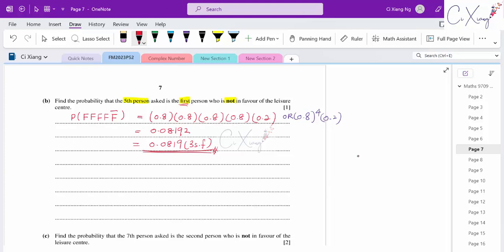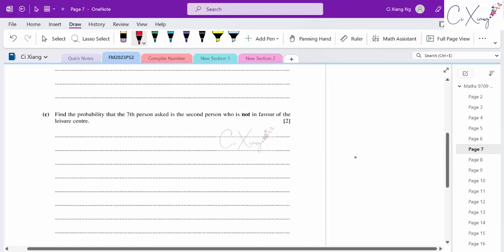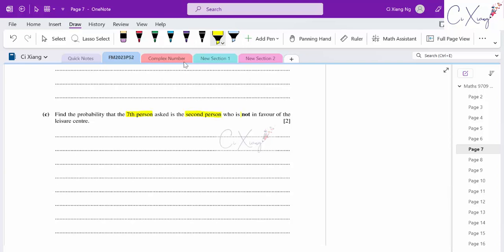Let us proceed to part C. For part C, they are saying that the seventh person is the second person who is not in favor of the leisure center. For this question, we cannot use geometric distribution anymore, because geometric distribution is mainly for the first person or first thing to occur in the general question setting. But for this question, because we have the second person who is not in favor, we have to use some common sense to answer it.